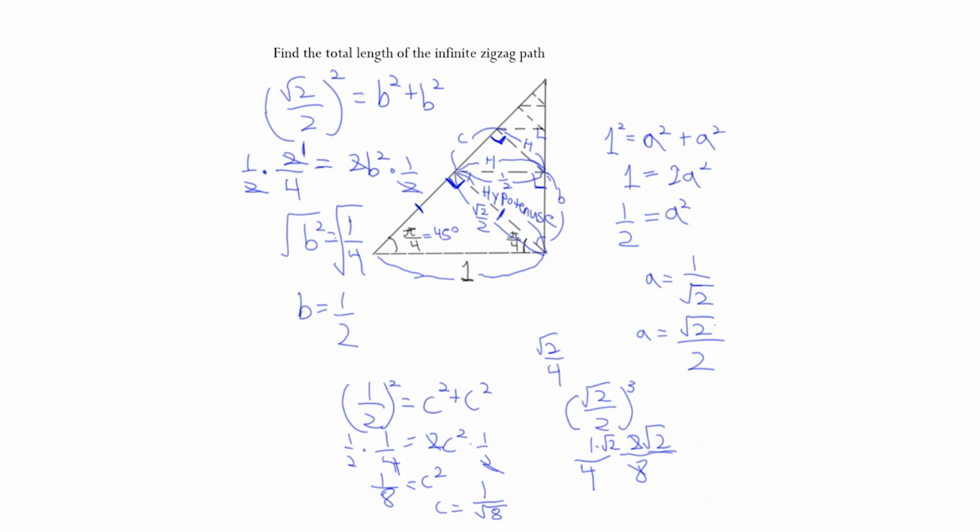Okay, maybe it wasn't the best decision to use root 2 over 2. Anyways, let's rationalize this. Root 8 over 8. Root 8 is equal to 2 root 2 all over 8, which is root 2 over 4.